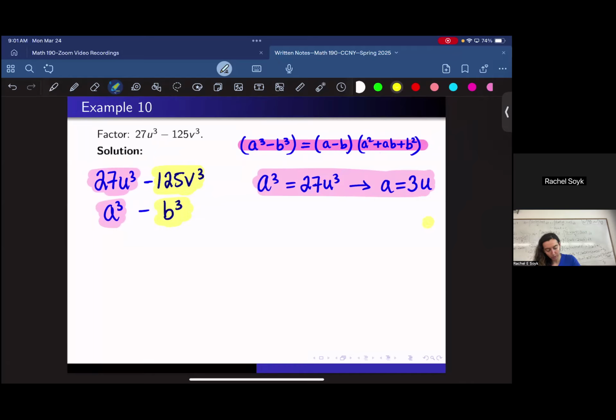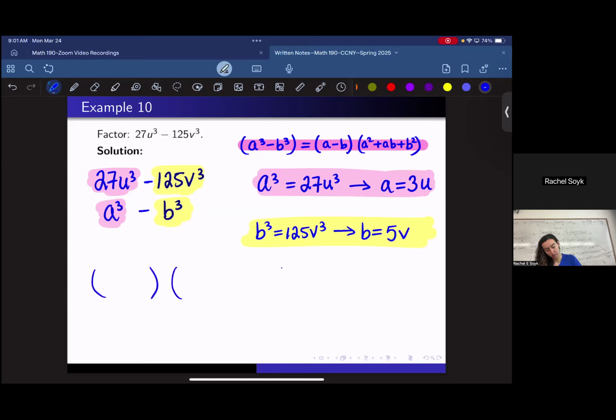And then let's do the same for our B cubed. Our B cubed is equal to our 125 V cubed. So when we take the cube root of that, our B, what's the cube root of 125? Good, and the cube root of V cubed is V. So now let's just write this all out.